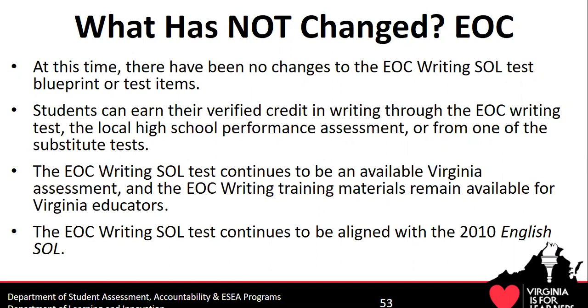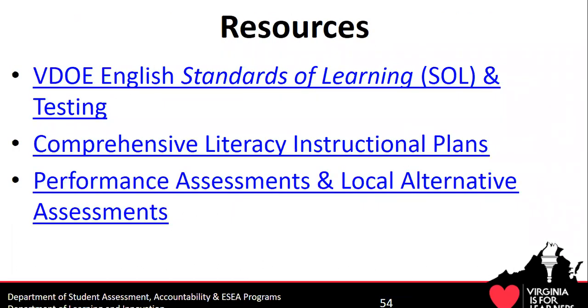And then on the next slide, we've linked some resources that may be helpful for you as well. Sometimes it's nice to have them on a slide when you're thinking back to a webinar you attended instead of having to go digging for them. So we've linked those here for you. The Virginia Standards of Learning testing website and the comprehensive literacy instructional plans. There are several plans there specific to writing instruction, but also showing how to integrate all of the strands of English into writing instruction. So take a look at those. And then performance assessments and the local alternative assessment page there as well.